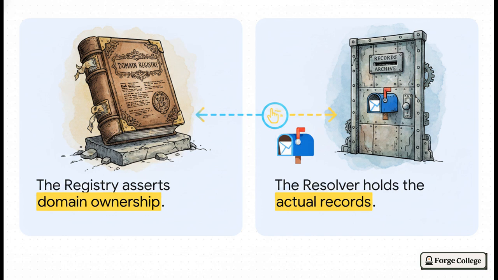The registry holds the authority. It knows who owns the domain, but it doesn't hold the Ethereum address you're trying to send money to. It just points you to a resolver contract. You basically have to go knock on that local mail carrier's door and politely ask for the final records.